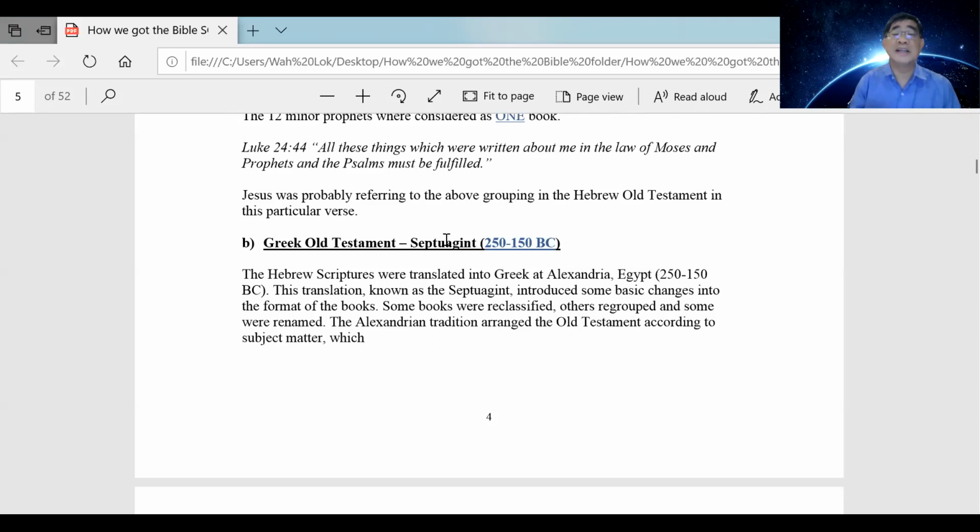So the correct answer is Greek Old Testament translated from Hebrew. That is the correct answer. So the Septuagint is the Greek Old Testament translated from Hebrew. And what year did it come about? The answer is around 250 BC to 150 BC, the Greek Septuagint surfaced.